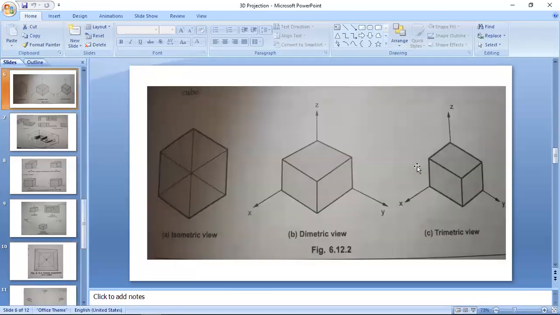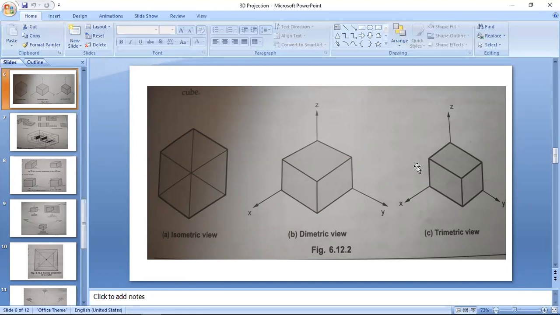So the first type of parallel projection is what? Orthographic projection. Again, this orthographic projection is classified into two types. One is the axonometric orthographic projection, and the second one is the multi-view orthographic projection.